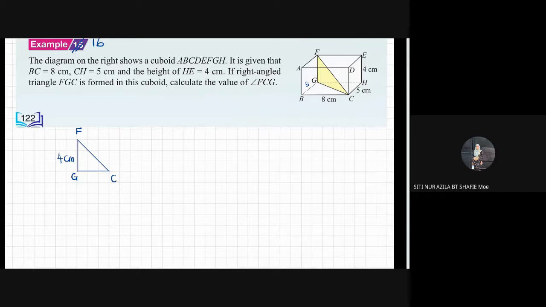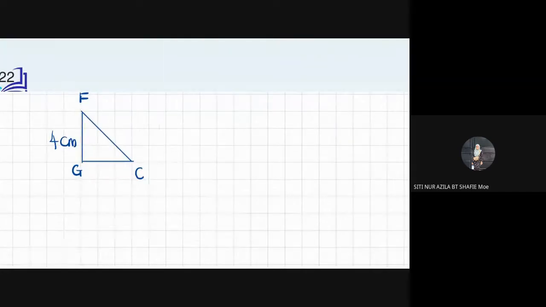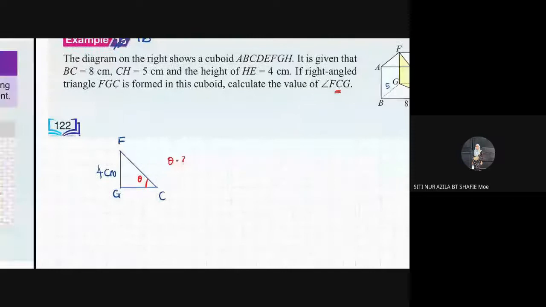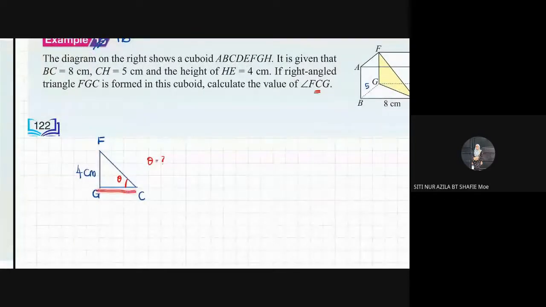Then, do you have the value for GC? No. Do you have the value of FC? Also no. But we want to find the angle FCG. Mark your angle first. The middle alphabet is C, which means your angle should be at point C. So you want to find the value of theta at point C. To find this, you need another side. You should find the value for either GC or FC.